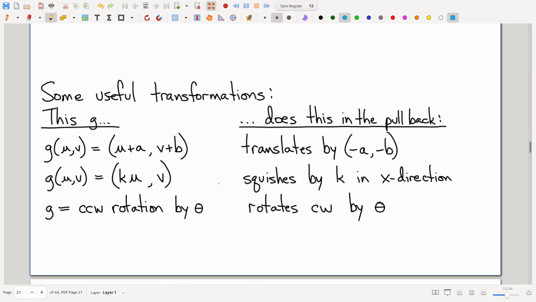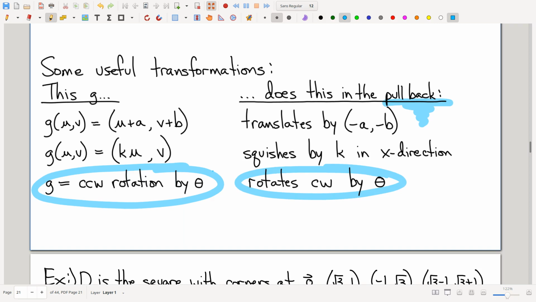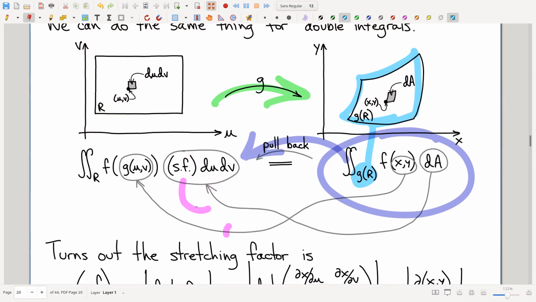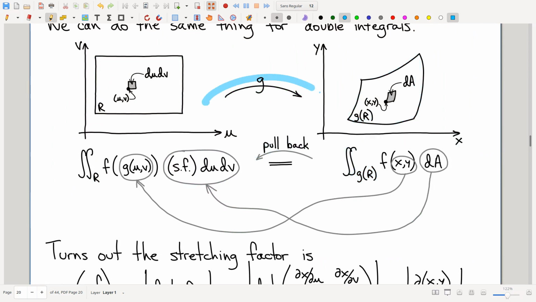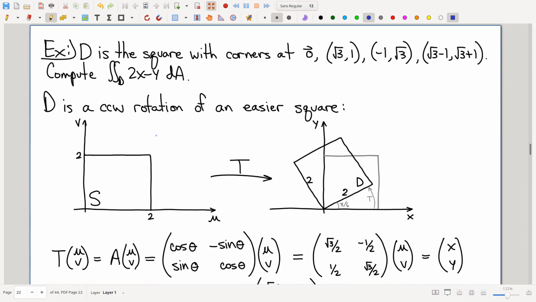Okay, that said, do notice that there is a backwardsness to all of this. So, for example, if your change of variables function is a counterclockwise rotation, the punchline is that in the pullback, that will rotate things clockwise. Because it's a pullback, right? Because everything is going backwards. And again, just keep in mind, the function goes what you might call forward, and then the integral, and therefore the domain over which I'm computing my new integral, goes backwards. So there's always an oppositeness of sorts. And let's see that in action.